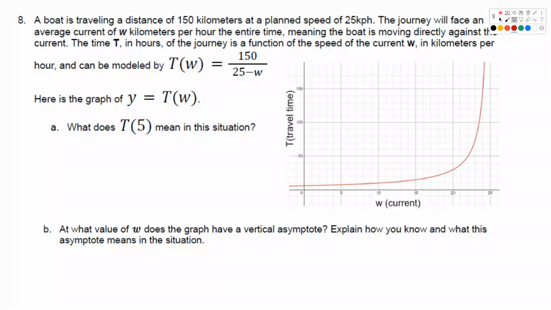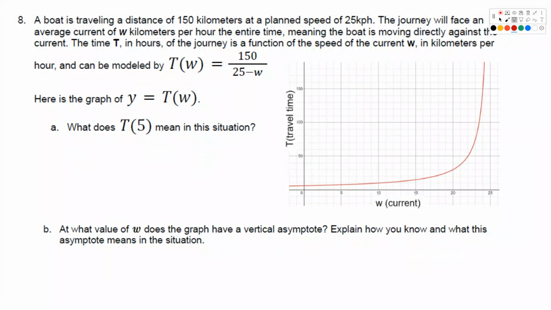Question number 8. A boat is traveling a distance of 150 kilometers at a planned speed of 25 kilometers per hour. The journey will face an average current of W kilometers per hour the entire time, meaning the boat is moving directly against the current. The time t in hours of the journey is a function of the speed of the current W in kilometers per hour and can be modeled by t of W equal 150 over 25 minus W.